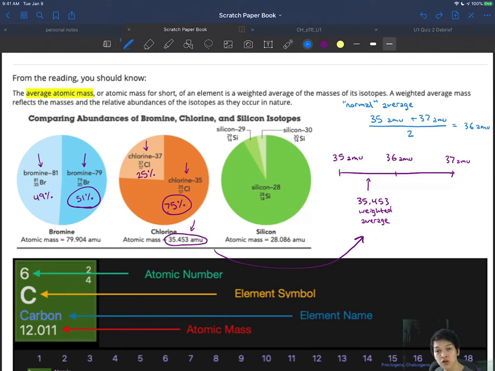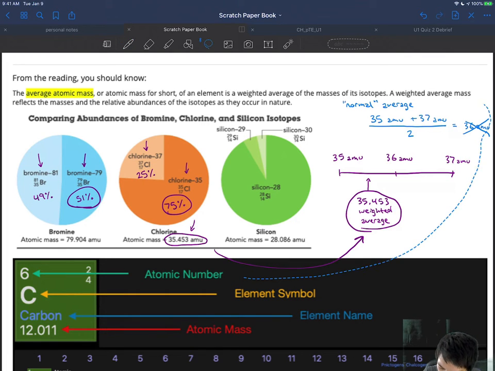When we're doing actual calculations that involve the masses of atoms later on in our next unit, you have to account for the fact that in nature there are actually more chlorine-35 atoms. So we don't use a normal average. It wouldn't be useful in this case. It makes more sense to use a weighted average that accounts for how many of that isotope there is in nature. Alright, let's look at the very last example so that we can really understand this idea.